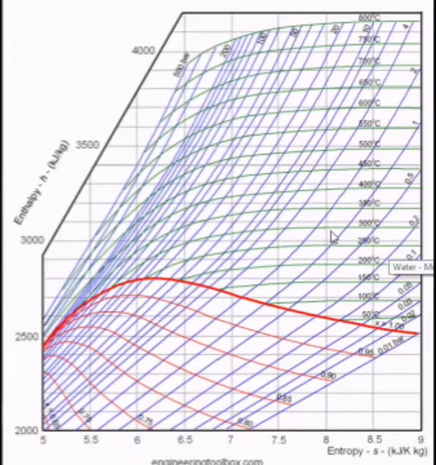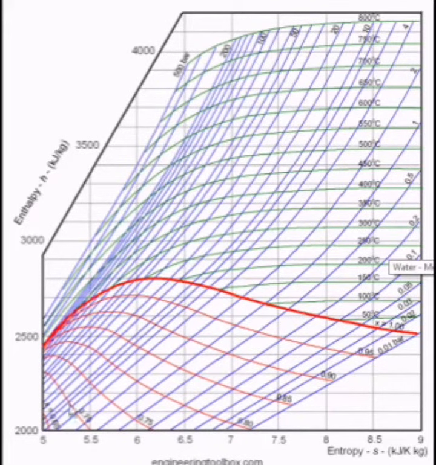The next chart is the Mollier diagram. So this is the Mollier diagram. As you can see, on the x-axis, it's got the entropy, specific entropy, which is in kilojoules per Kelvin kg. Then we've got the enthalpy, which is in kilojoules per kg, the specific enthalpy.